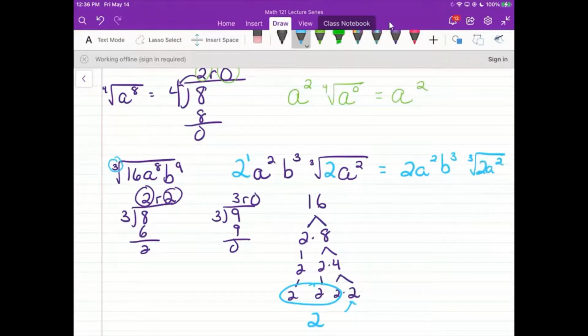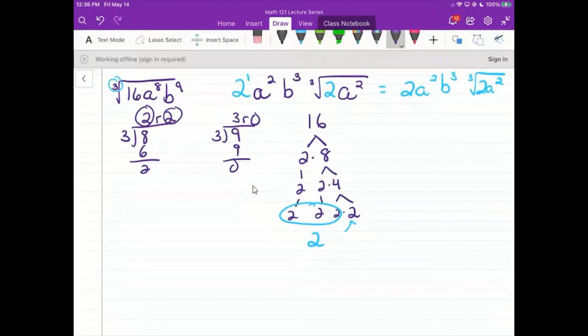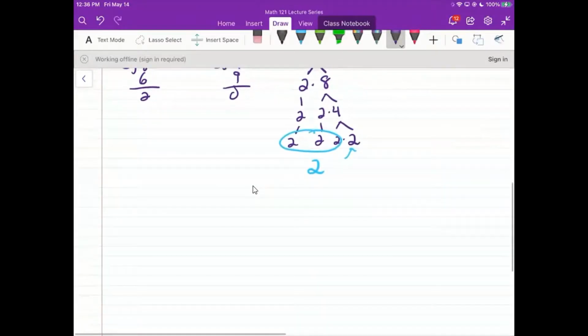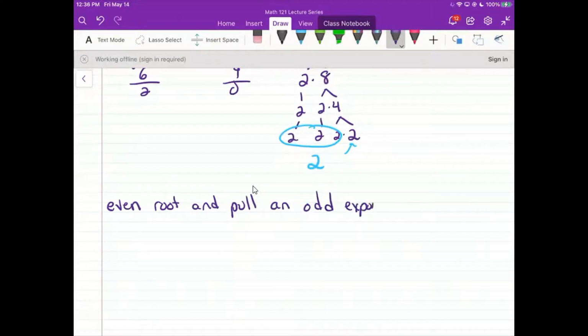The only special circumstance that we do have to deal with is sometimes we need to be concerned if it's an even root that we're simplifying by. We've already talked about the fact that we cannot take the even root of a negative number. So when this happens, if you have an even root and you pull out an odd exponent, you must put that odd exponent in absolute value.